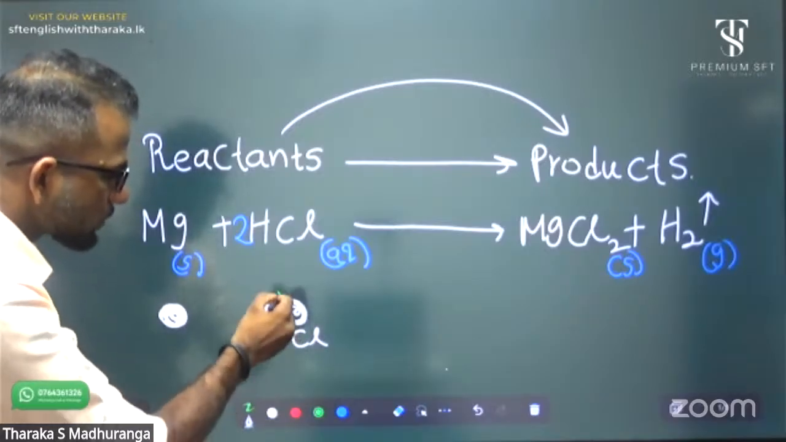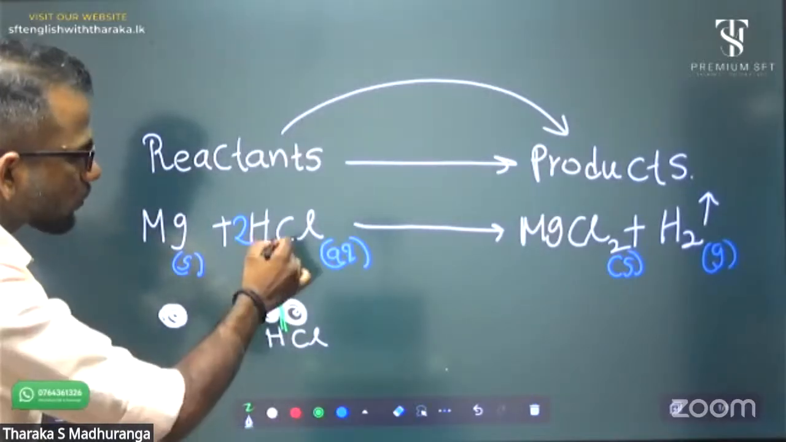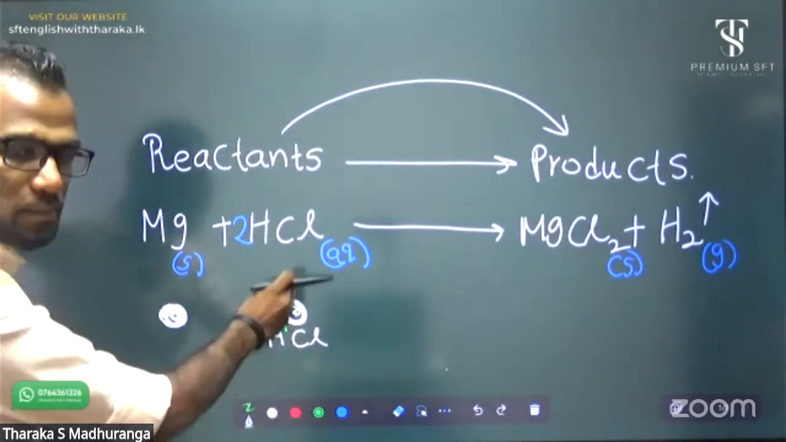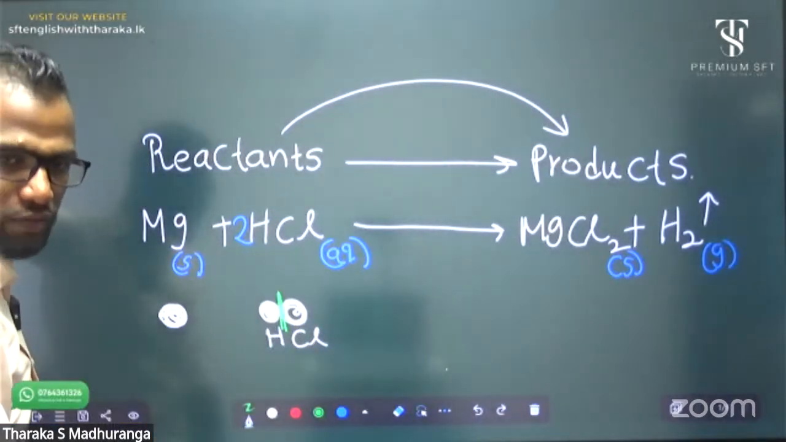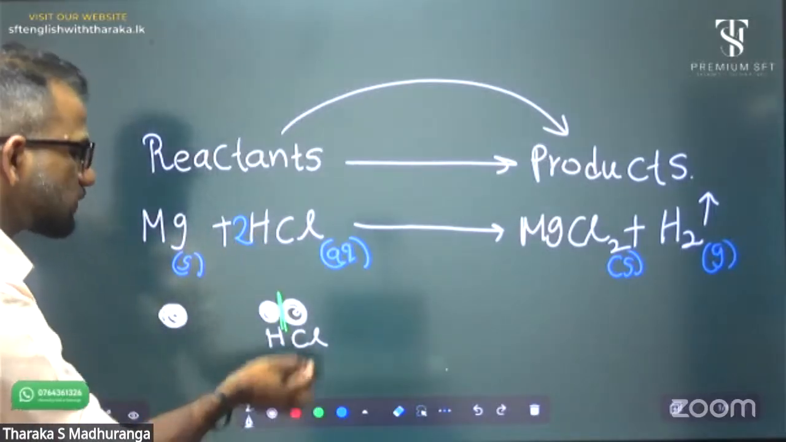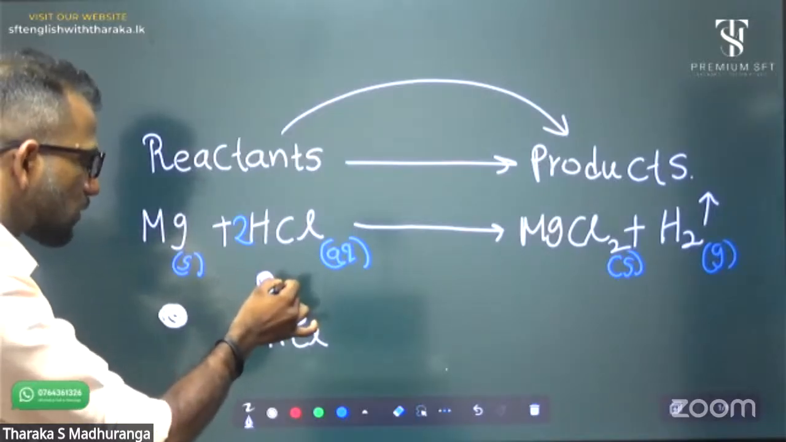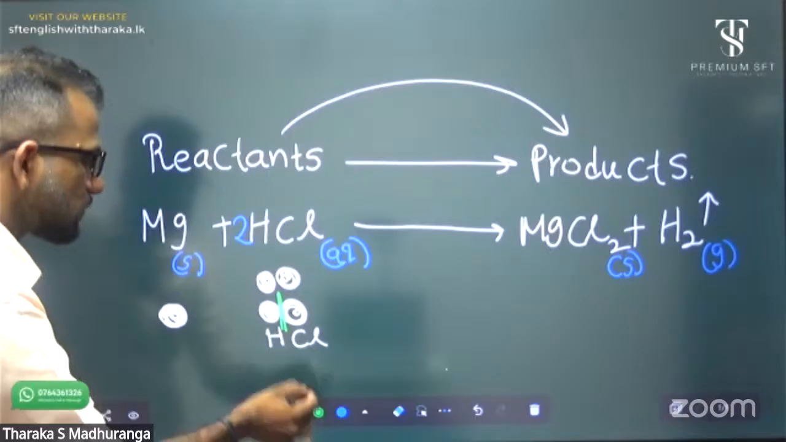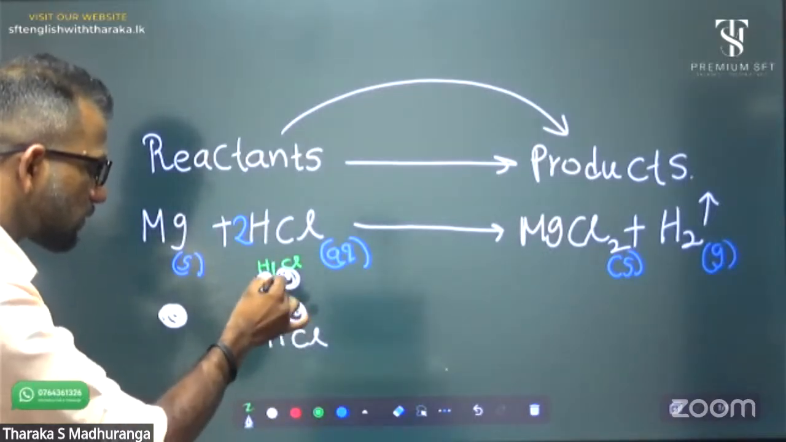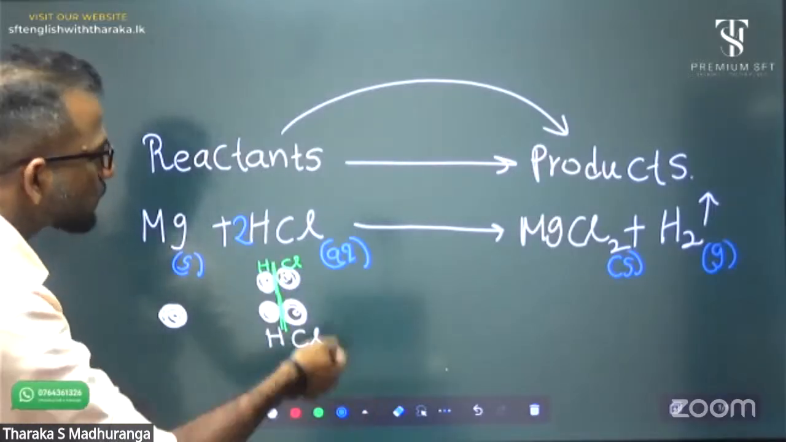They have bonds here. Atomic bonds, covalent bonds. It's a covalent bond, hydrogen and chlorine. Okay, they have some bonds between hydrogen and chlorine, right? And it's 2HCl. Another HCl comes here. 2HCl, right? H and chlorine also have bonds, right?